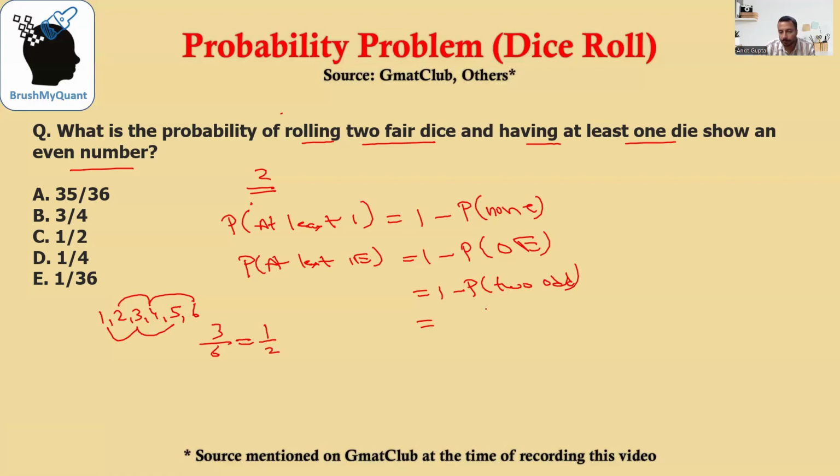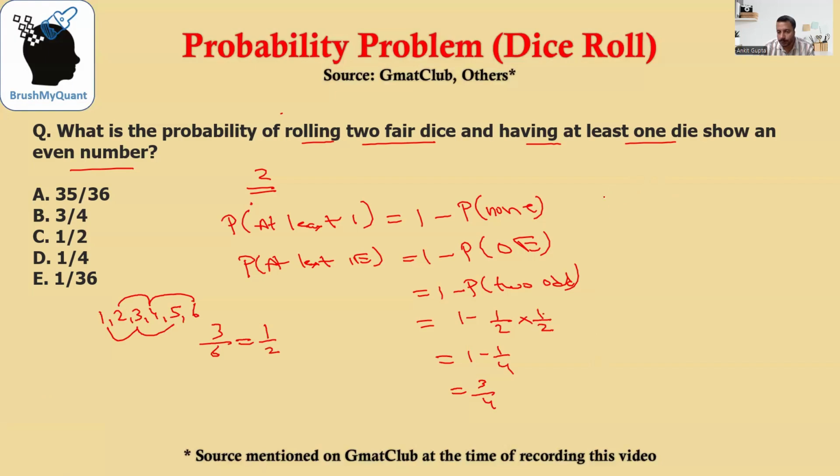That means probability of getting two odd numbers will be getting the odd number in the first one, which is 1 by 2, multiplied by getting an odd number in the second one, which is also equal to 1 by 2, or is equal to 1 by 4. So the answer is 1 minus 1 by 4, or is equal to 3 by 4. So this was one way of solving the problem.